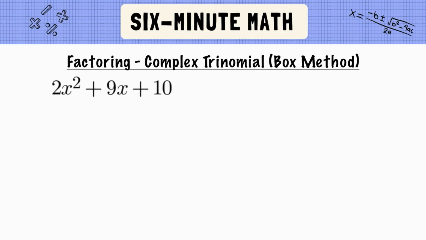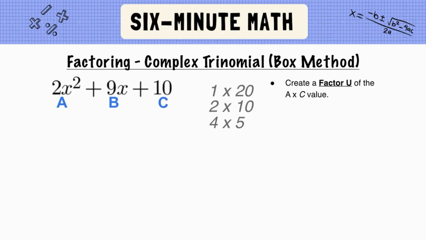We are going to factor 2x squared plus 9x plus 10. So our first step is to analyze. We have our a, b, and c value, and we're going to create a factor U of that a times c value. 2 times 10 is 20, so we have our factor U for 20.